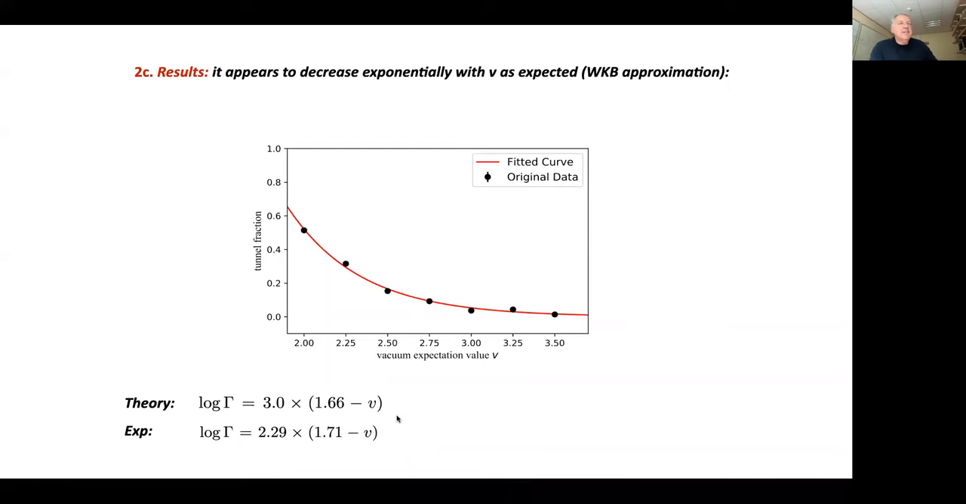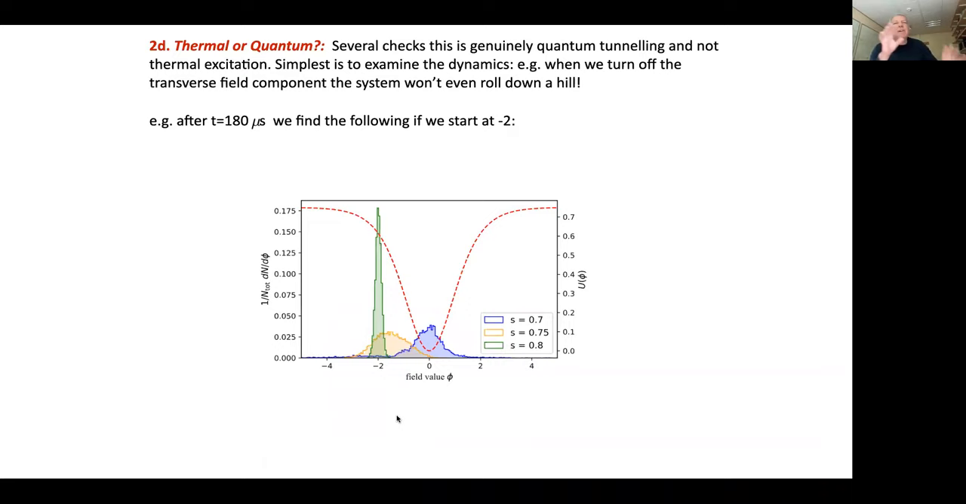And you actually can make various tests that it's really quantum, not thermal. So for example, if you dial down that delta, so if I stop any kind of hopping, if I dial down the transverse term, it will just sit there. So if I start it here at the green line, it never moves anywhere, even though it can be sitting on the side of a potential.